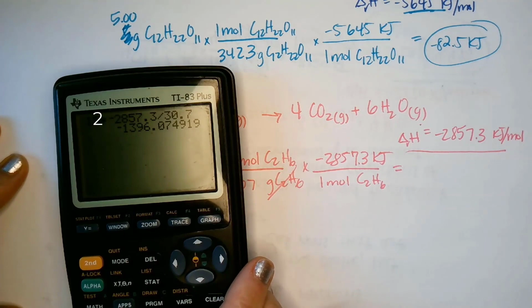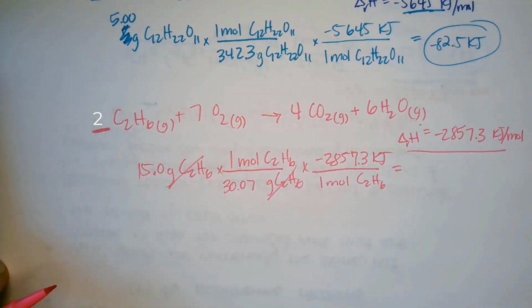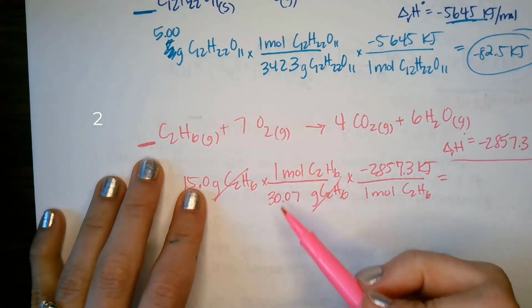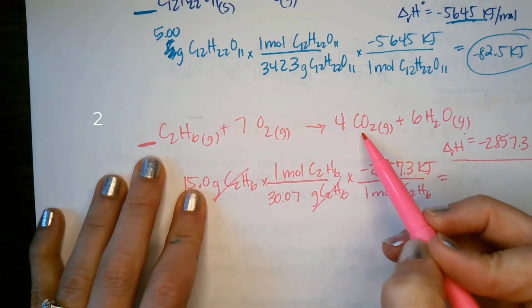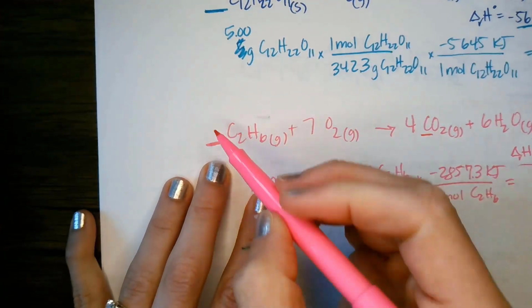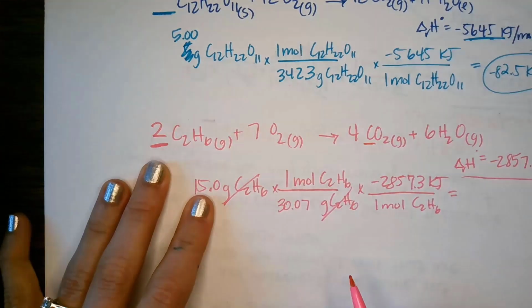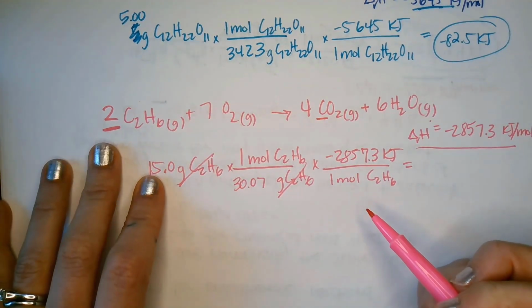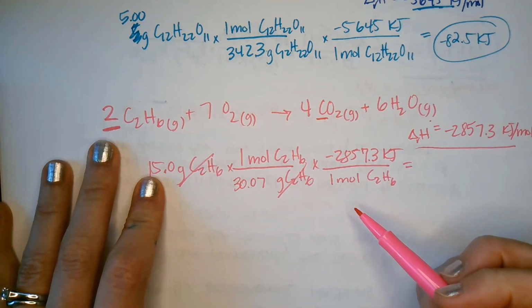I did something wrong. Did I not balance this right? You guys, I didn't balance this right. Because look, I have 4 carbons on the right and I only have 2 carbons on the left. Ooh, that would make a big difference. I thought something didn't look right. Okay, well, hey, this is the beauty of checking our work. Something did not seem right.